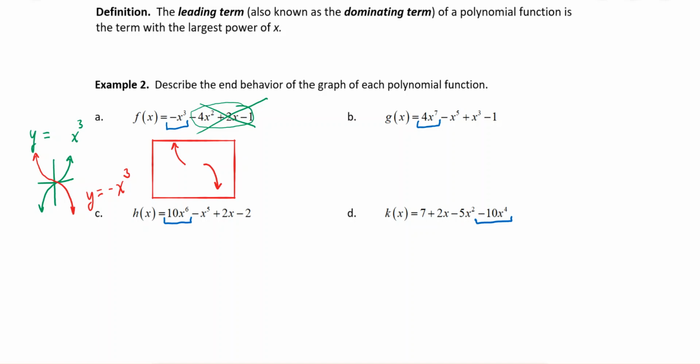Let's go on to part B. This time the leading term is 4x to the 7th. So let's write 4x to the 7th. What does that look like? Well, x to the 7th looks like x cubed. So that's like that. And then if we multiply by 4, that doesn't change anything, right? That's just a vertical stretch. So we can say that the end behavior is here and here. At the left end of the graph, we're going down, and at the right end of the graph, we're going up. And we can box that up.